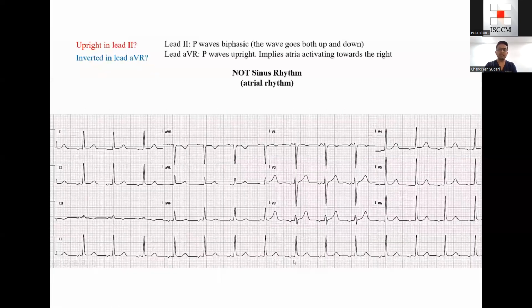Now again look at the second ECG. Here, lead 2 is having a negative deflection, so the P wave is not having a positive deflection. At the same time, if I look at AVR, it is having a positive deflection. So definitely this ECG is not in sinus rhythm. This rhythm is atrial rhythm.